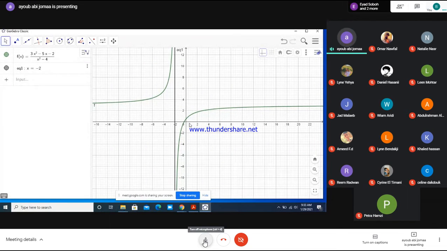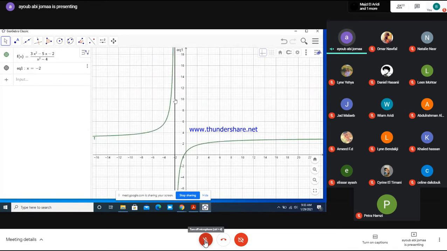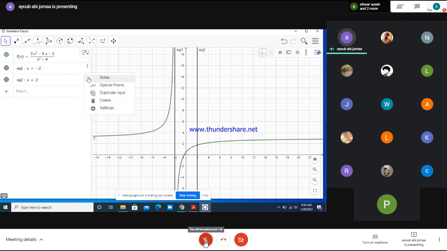Okay. As you can see here, x equal negative 2 is a vertical asymptote. The graph will be very close to the line. And here we found the limit as x approaches 2 from the left was positive infinity. At x equal 2, you don't have a vertical asymptote. If you draw the line x equal 2, is the graph close to the line, or does the graph seem vertical at x equal 2? No. We don't have a vertical asymptote.